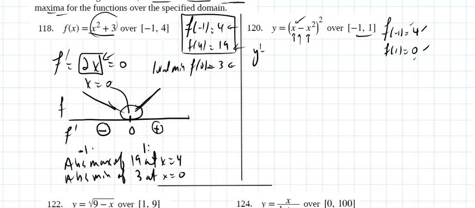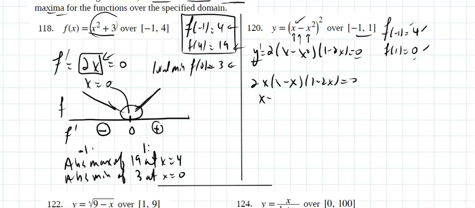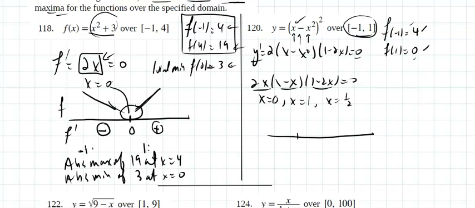And the only way to find that out is to take a derivative, bring the power down, subtract 1 from the power. And obviously this cannot be undefined, so we just set it equal to 0. That's when 2x times 1 minus x times 1 minus 2x equals 0. So x equals 0, x equals 1, and x equals 1/2. We have three values to consider, and they're all valid because they're all between negative 1 and 1. We have 0, 1/2, and 1.